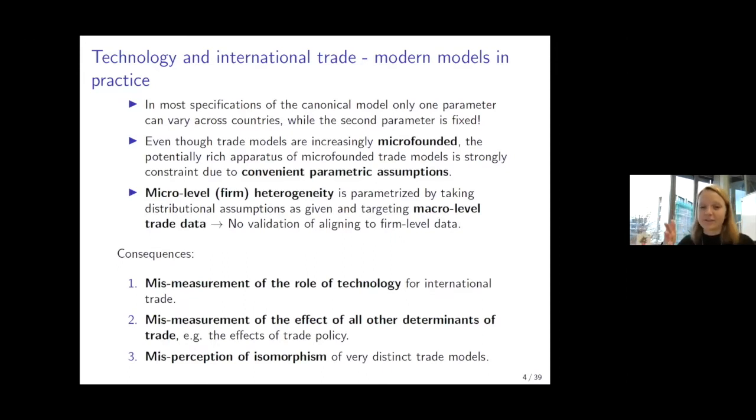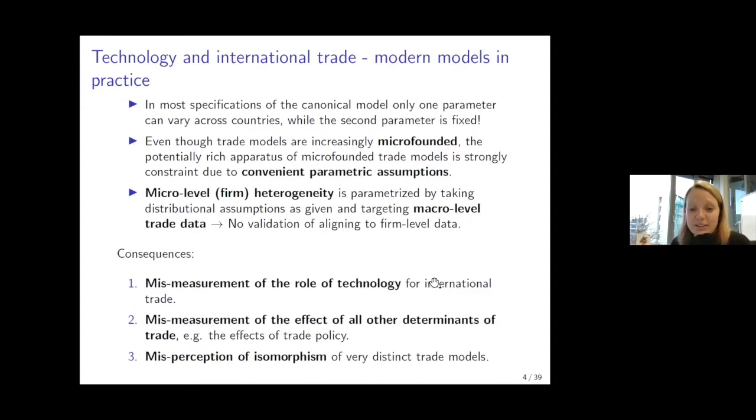So I think this is very important. It's not only that we use parametric assumptions, but we use them without actually looking at the microdata, but we choose ex ante a model that leads to a macro outcome that allows us under this assumption to estimate the distribution of that model. And yeah, use that to parameterize the micro that we've actually never looked at necessarily. So there's no validation of aligning to firm level data.